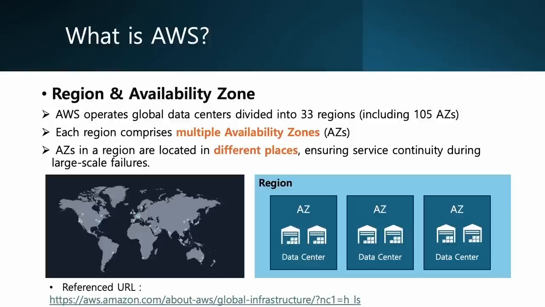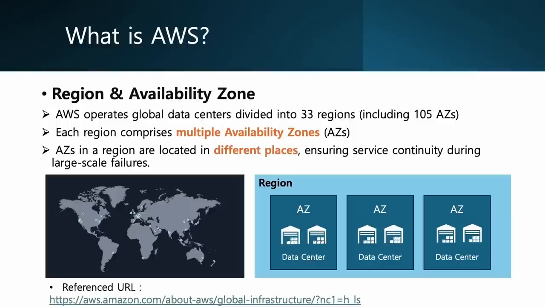Let's take a look at regions and availability zones, or AZs. AWS has a global infrastructure. This global infrastructure is divided into regions around the world, and these are called regions. At the time of this lecture, AWS has 33 regions. Each region has multiple availability zones called AZs.